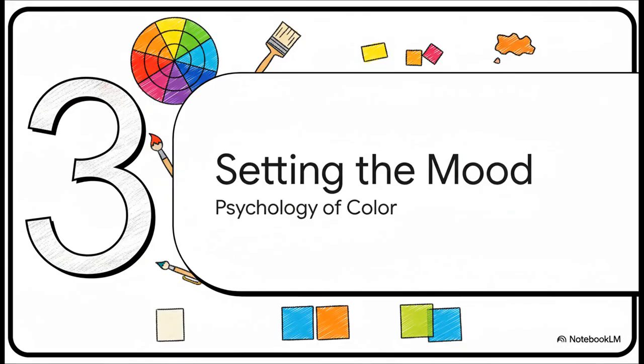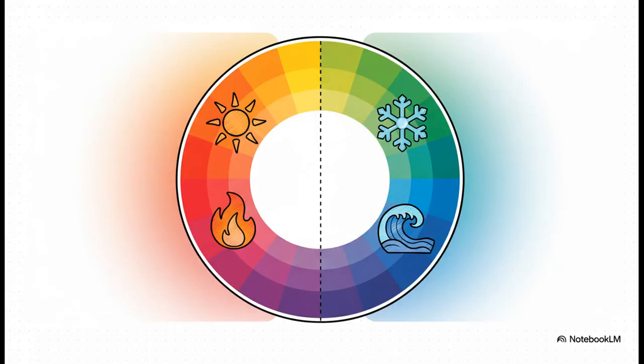So we've built our wheel. Now let's put it to work. If we slice it right down the middle, we get the most basic, most powerful emotional division in all of color theory, the difference between warm and cool colors. On one side, you have your warm colors, the reds, oranges, and yellows. Think fire, think sunlight. They feel energetic, exciting. They feel like they're coming towards you.